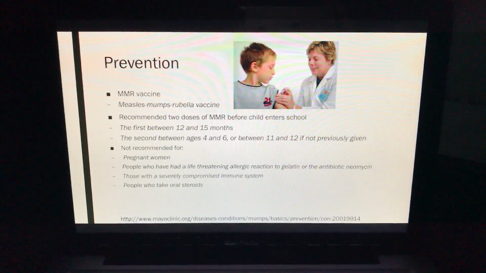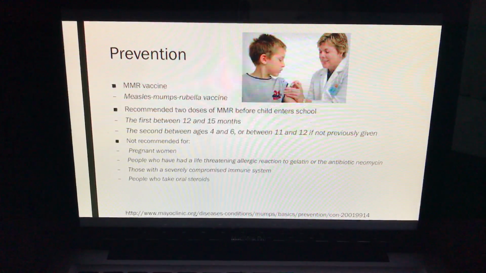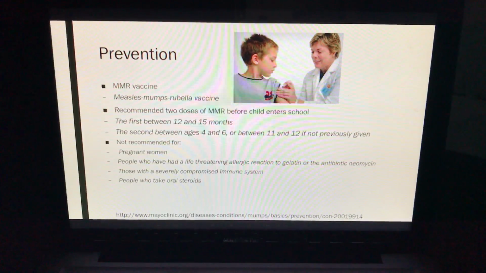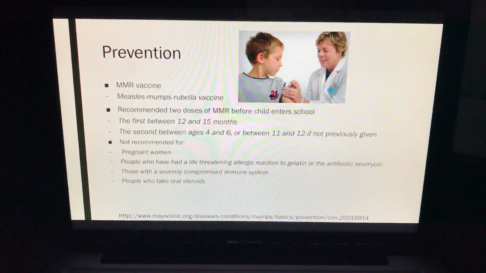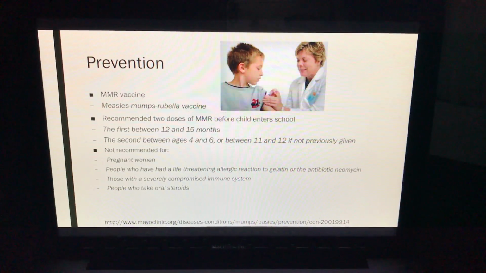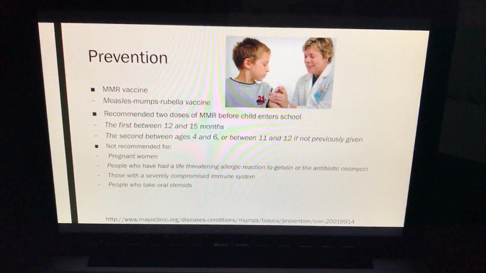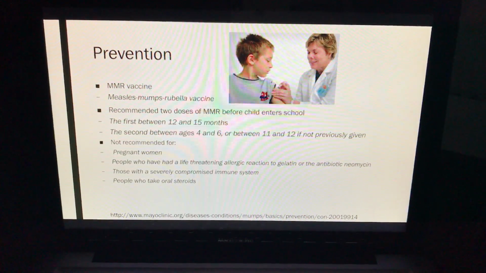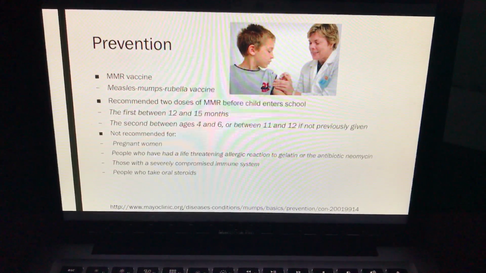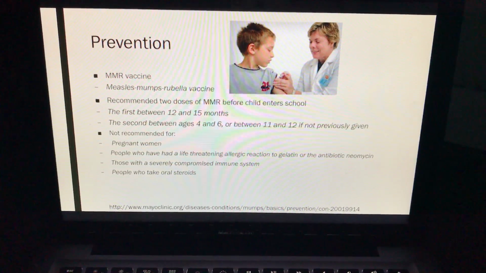The best way to prevent mumps is to get the MMR vaccine. That's the measles, mumps, and rubella vaccine. It's recommended to have two doses of the MMR before the child enters school, and a lot of schools require that before a child's allowed to be enrolled. The first dose occurs between 12 and 15 months, and the second occurs between ages 4 and 6, or if you miss that dose, between ages 11 and 12.